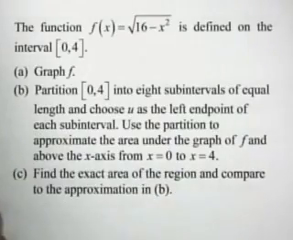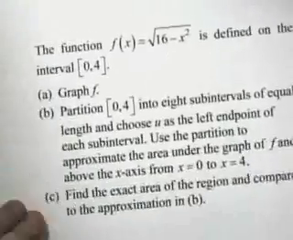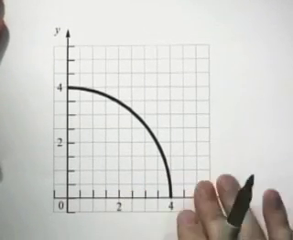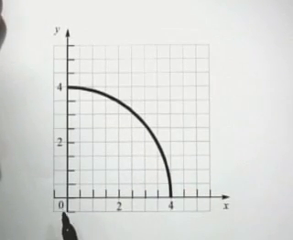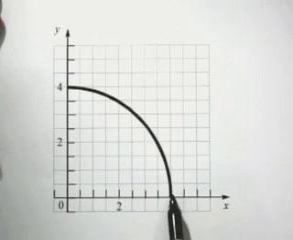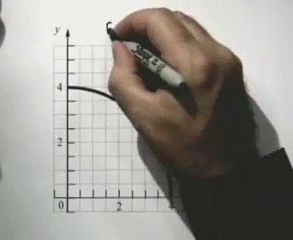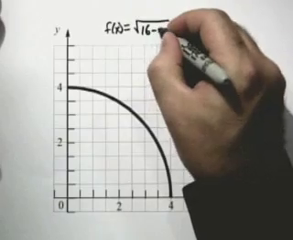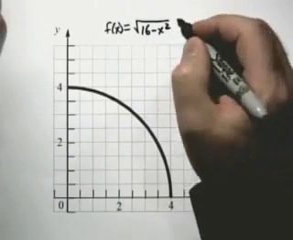We can graph the function in the usual manner by plotting points. If we do that, we'll get a graph that looks like this. Notice we've restricted our values for x from 0 to 4, and this is the graph of f of x equals the square root of 16 minus x squared.